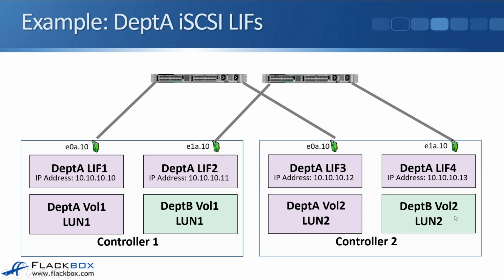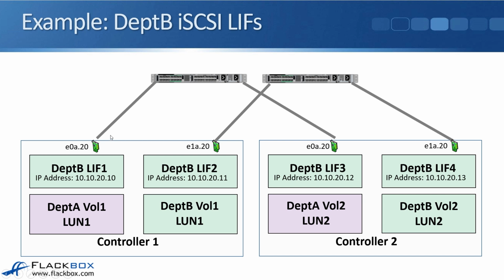And for this example, we're going to have a Department B SVM as well, which is sharing the underlying physical ports. That's why in this example, we're using VLAN interfaces here. So that's e0a-10, e1a-10, e0a-10, and e1a-10 on the other node as well. And then Department B is also using iSCSI. We've got a Department B Volume 1 with LUN1 there, and Department B Vol 2 with LUN2 there.